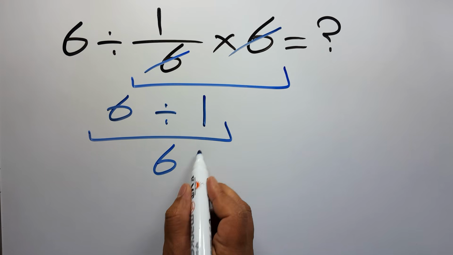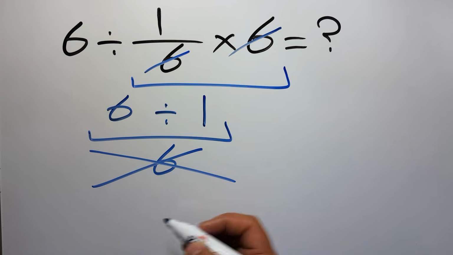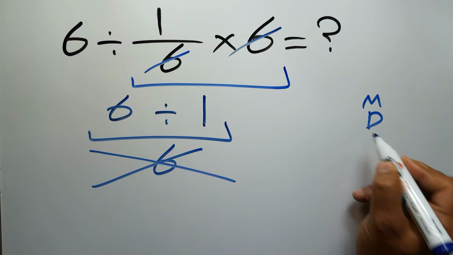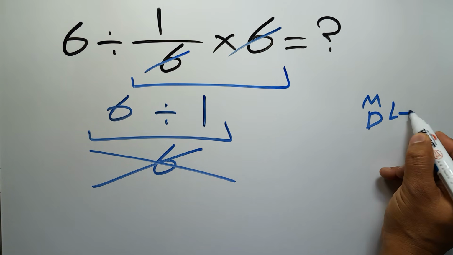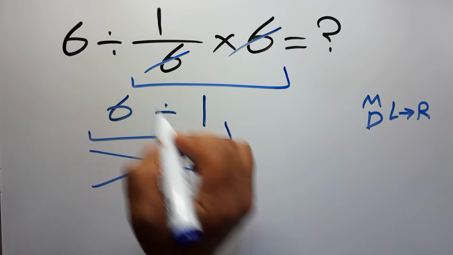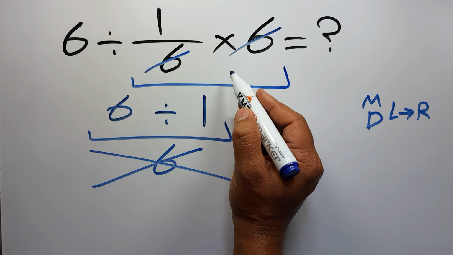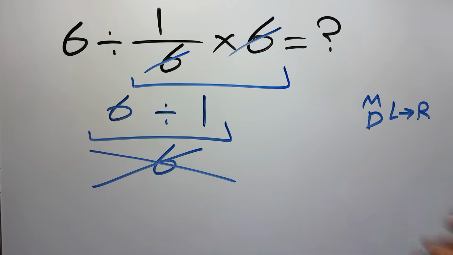But this answer is not correct because according to the order of operations, multiplication and division have equal priority and we have to work from left to right. So here first we have to do this division, then this multiplication. If we do this multiplication before this division, it is wrong.